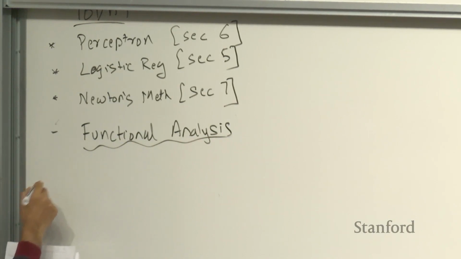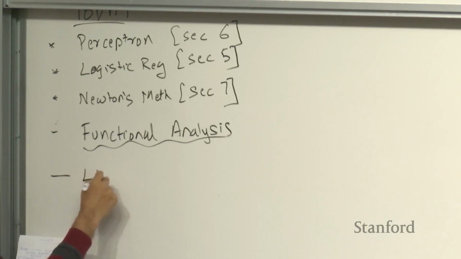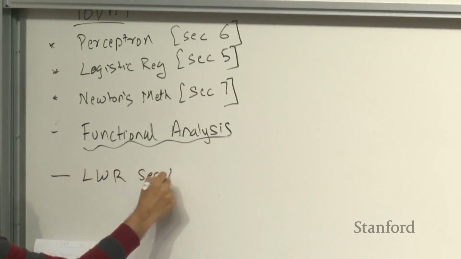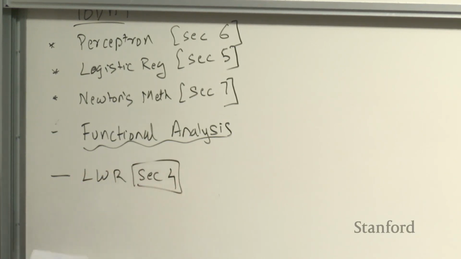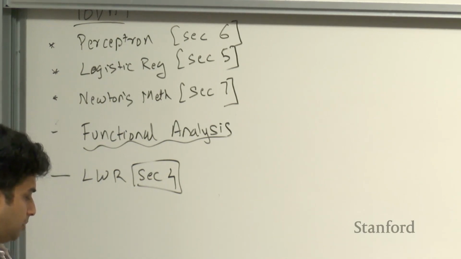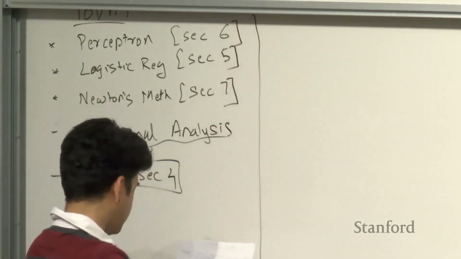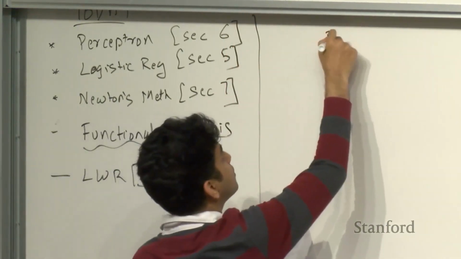There is also one section in the notes that is locally weighted regression. That's section 4. We might revisit this later, but for now we're going to just keep moving. Right, so that's the plan for today. And we'll start with the perceptron algorithm.